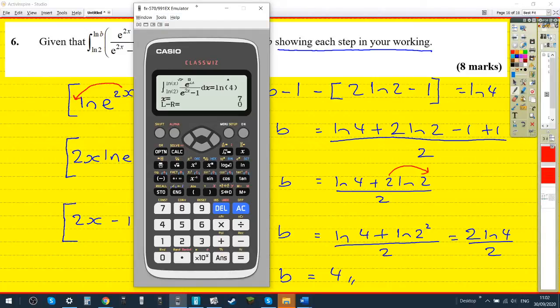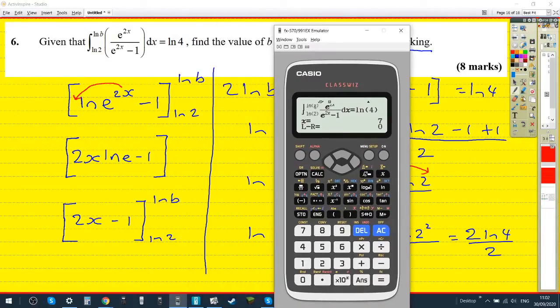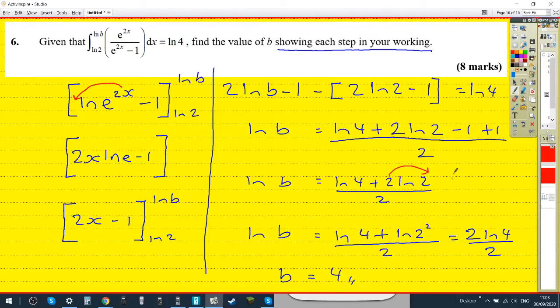Did I put that in right? Ln x, ln 2, e to the 2x. Let me try. Shift solve. I'm getting 7. Are we wrong then? Is it because there's two x's and we've got b and x here? No. I think we went wrong somewhere. Let's just take a quick look.